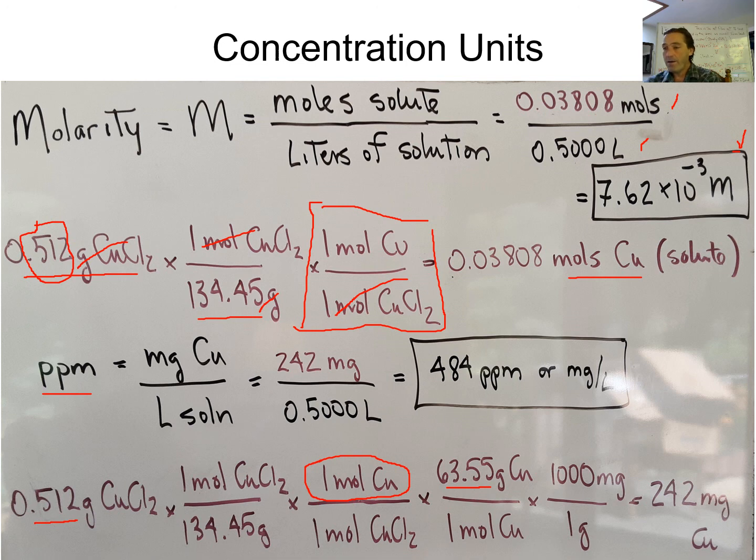And now I'm in units of grams of copper. You see all these units cancel out, and I'm left in grams of copper. And now I just use this conversion to convert to milligrams of copper. And I get 242 milligrams. I divide that by 0.5 liters, and I get 484 parts per million, or milligrams per liter.